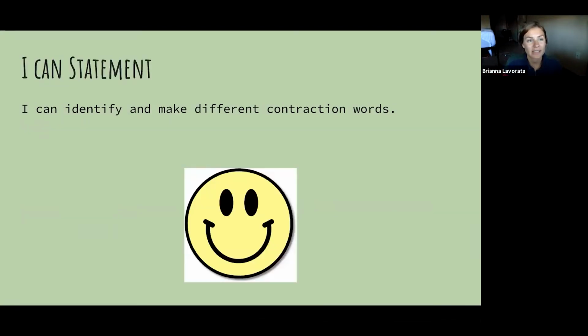So I would like for us to say this together. It says, I can identify and make different contraction words. So by the end of today's lesson, you should be able to state this statement once again by saying, I can identify and make different contraction words. And you're going to become pros at being able to learn how to do that today.